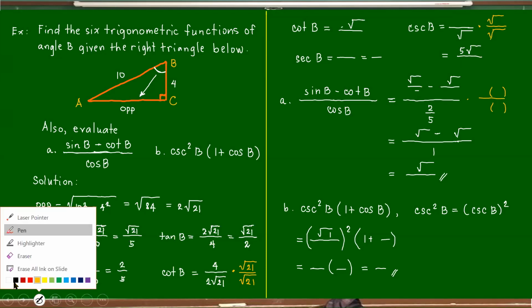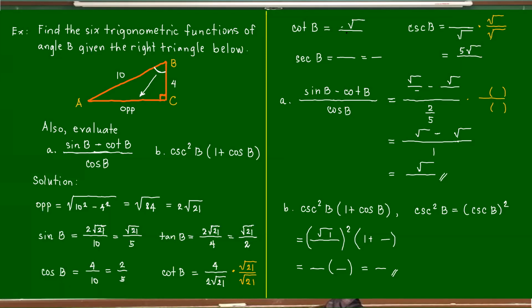So we have, Miss President. Babae ba President? Opo, sir. Okay. Miss President, what is the simplified form? Sorry, sir. What is the simplified form? Cotangent of B. Wait, sir. Sorry, can you please repeat the question? What is the simplified form? 2 square root of 21 over 21.